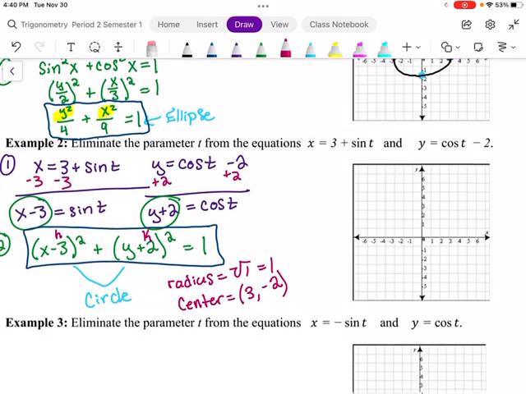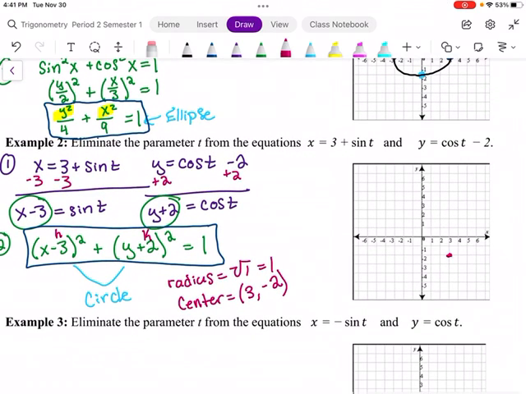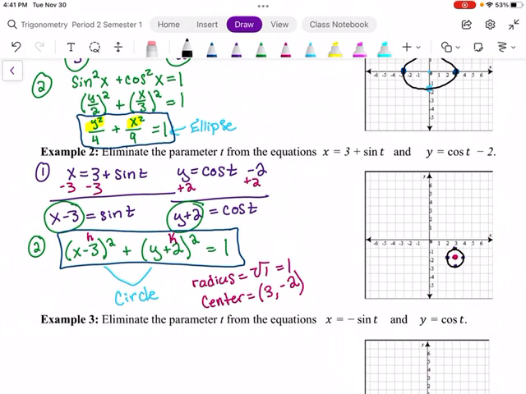Then we know our radius is 1, so we're just going to plot 4 points so we can draw a circle going through them: 1 going up, down, left, and right. And then that's our answer. And again, one part of our answer is the graph. The second part of our answer is the equation we use to draw the graph. Once you have that, you're good to go on to the next problem.